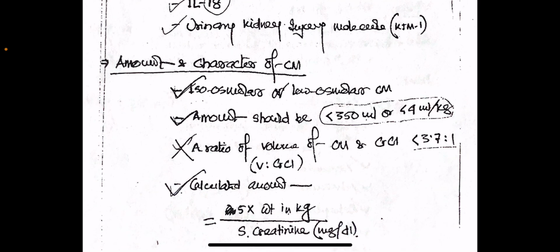Calculated amount: 5 into weight in kg, divided by serum creatinine in milligram per deciliter. So, the calculated amount of contrast media is equal to 5 into weight in kg divided by serum creatinine level, that is measured in milligram per deciliter.